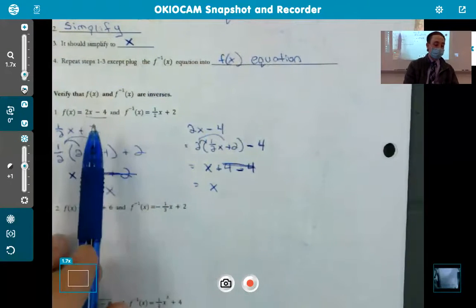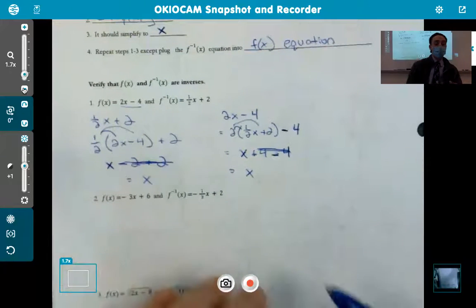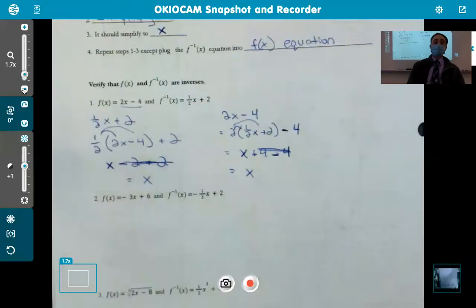All right. So you'll see some examples tonight on your homework where you're given two functions. You want to verify that they are inverses. So you're going to go through and make sure that when you plug them into each other, you get x out in the end. Okay. Are there any questions about this example?